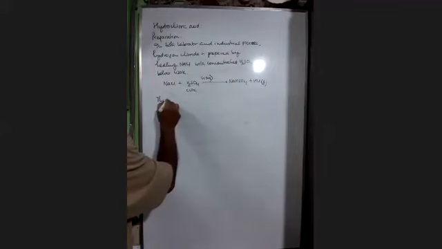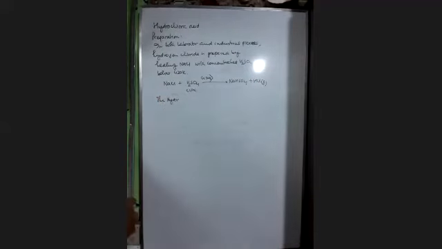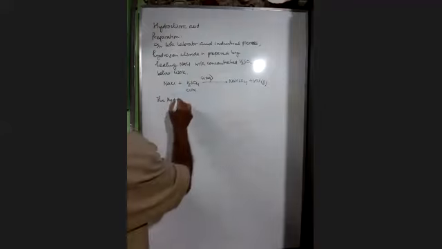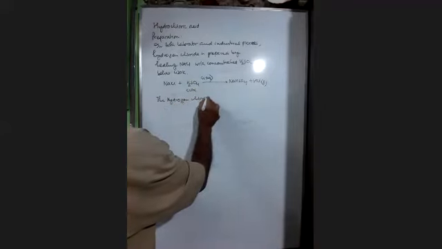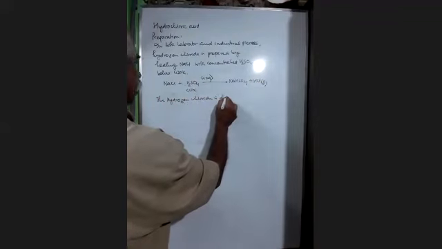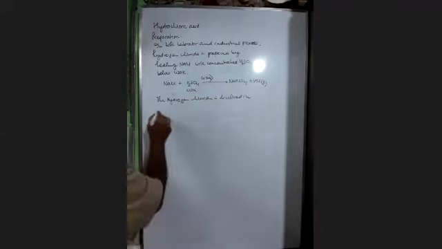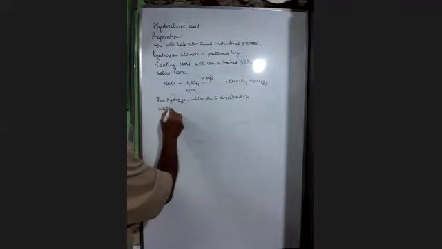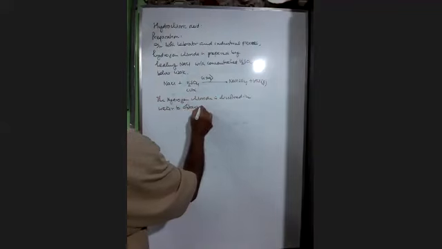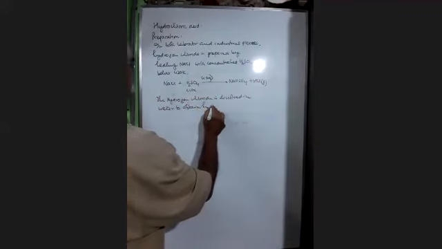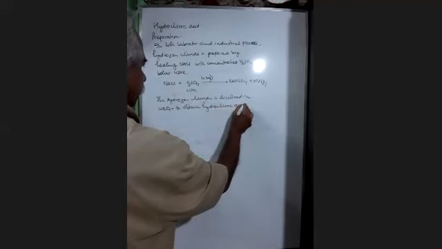The hydrogen chloride. See, when it's in gaseous state, we call it hydrogen chloride. Hydrogen chloride is dissolved in water to obtain hydrochloric acid.